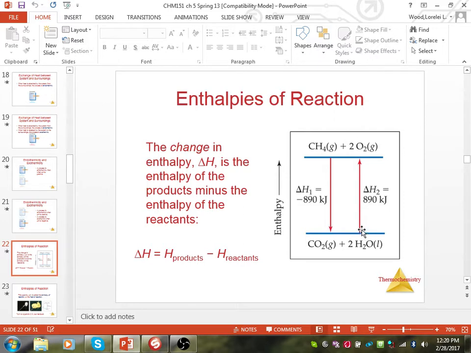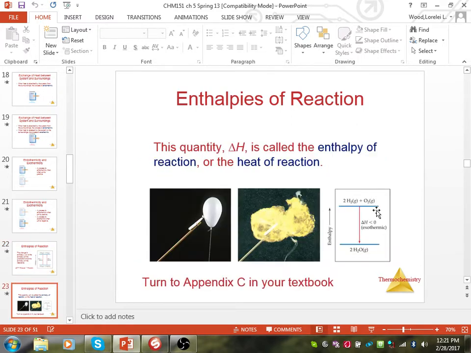Reverse is true. I take the products and I go back to reactants. It's the same exact value of Q or delta H. It's just a change in the sign. Okay? So that's called the enthalpy of the reaction. That's the sum total of all the energies of the reaction.